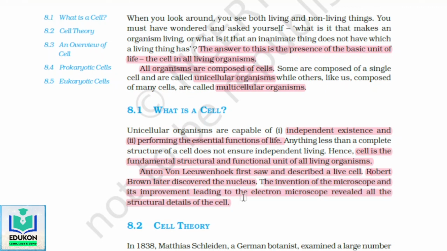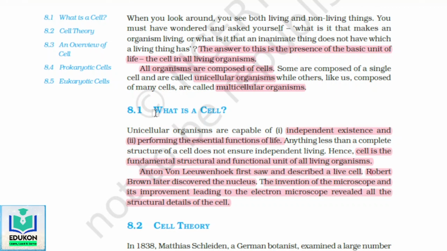In earlier days, around 100 or 200 years ago, we had a simple microscope where we could not see beyond the cell membrane or cell wall. As time went by, recent inventions in microscopy led to the invention of the electron microscope, which helps us to see all the structural details of a cell. So after the invention of the electron microscope, we are able to learn all the details about the cell structure.